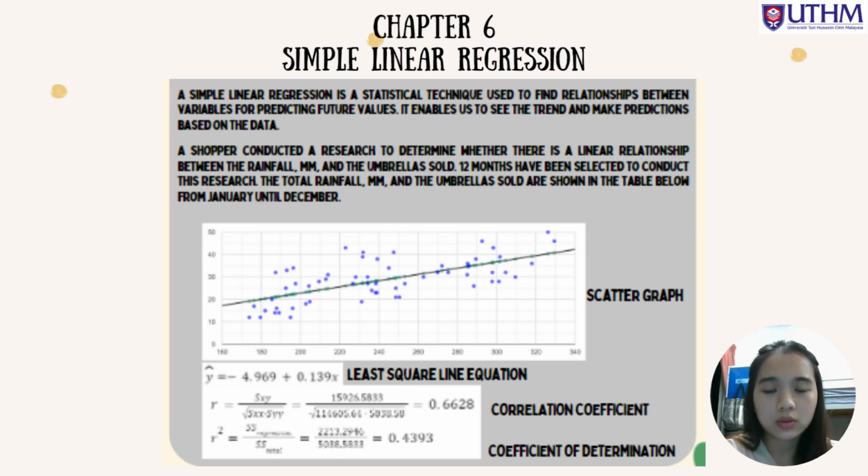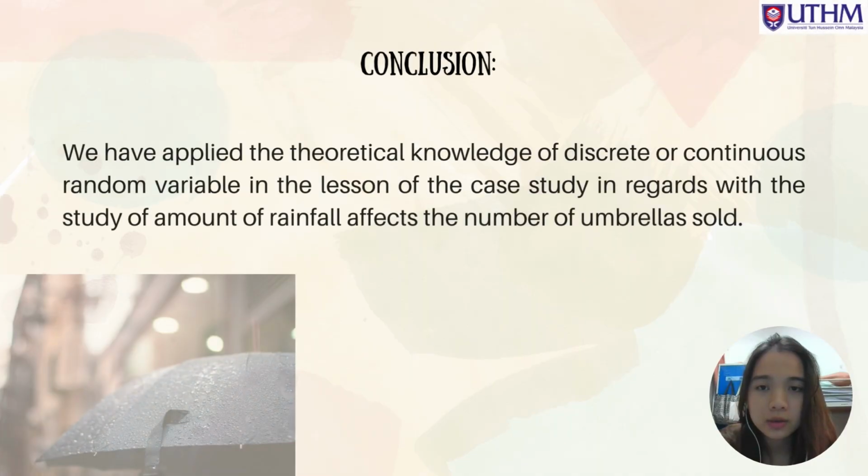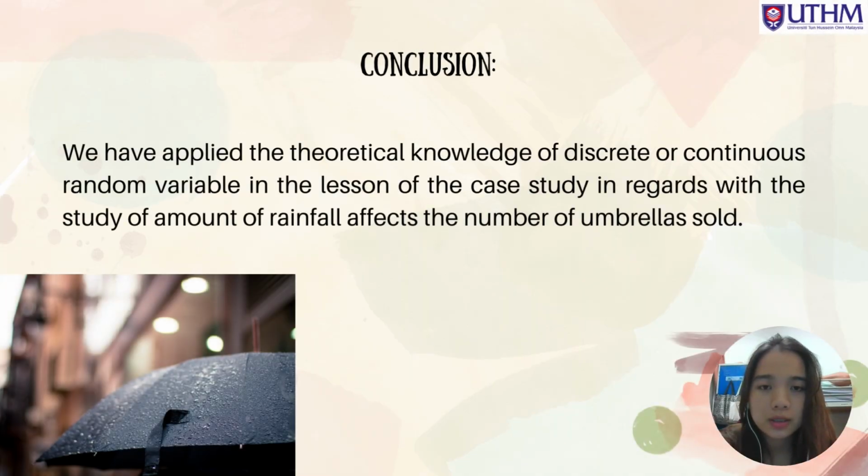The value of R is equal to 0.6628, which is fairly close to 1.00, so we can conclude that there is a strong positive relationship between the amount of rain and the umbrella sold. In conclusion, the objectives of this case study are achieved, which is the study of how the amount of rainfall affects the umbrella sold, to identify the causes of rainfall and compare the sale of umbrellas, ascertain whether the causes of rainfall are related with sale of umbrellas, and establish the sales of umbrellas over the 12 months.